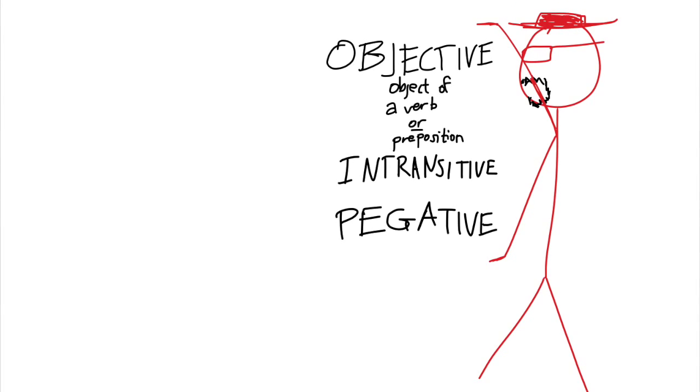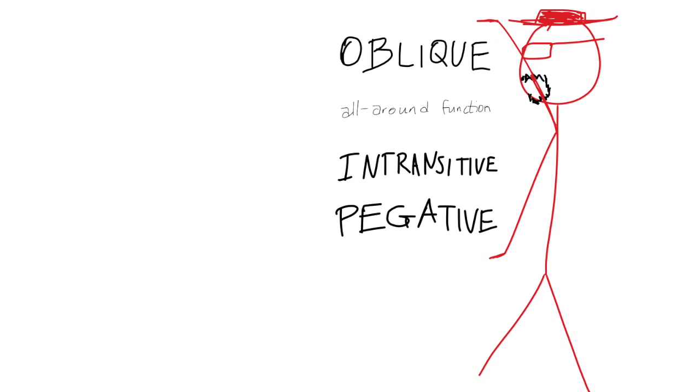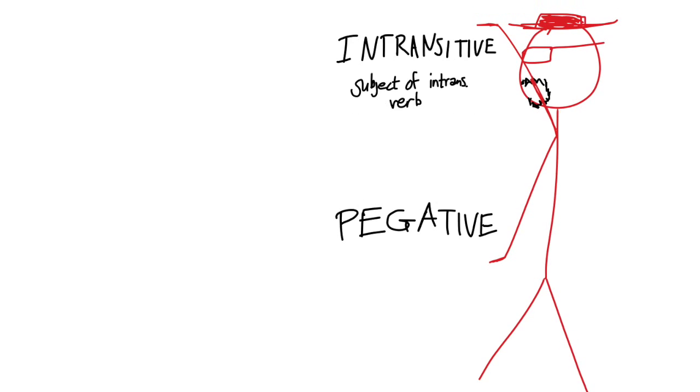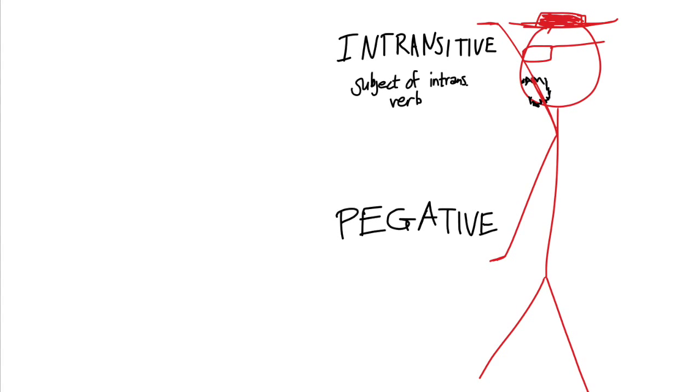The objective case defines both the direct or indirect object of a verb. The oblique is even broader, functioning as a basic all-around case. The intransitive exists in some of the languages of the Caucasus in order to show that the noun is just the subject of an intransitive verb.